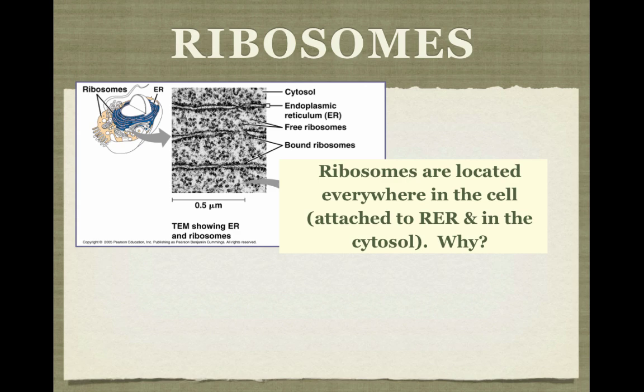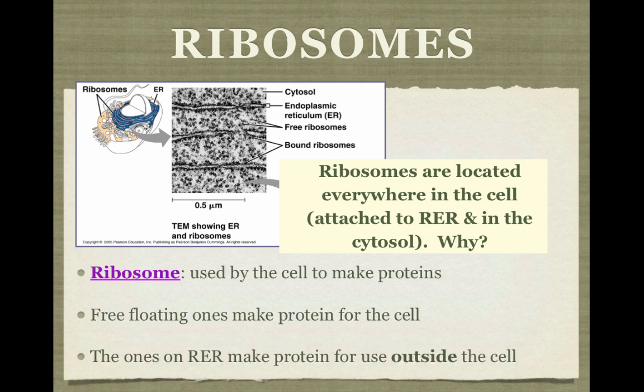Your ribosomes, if you're wondering what they are, you should hopefully have a good understanding of what ribosomes are from the basic information. But ribosomes are located everywhere in the cell, and they're attached to the RER, which is the rough endoplasmic reticulum. A good question to ask would be, why is it that ribosomes are located everywhere in the cell? Not only are they attached to the RER, but they're also found scattered within the cytosol.